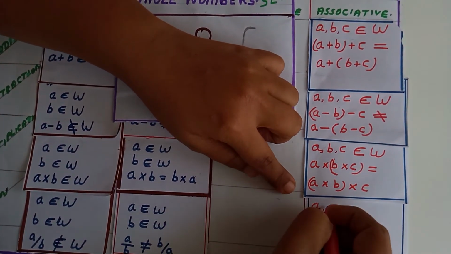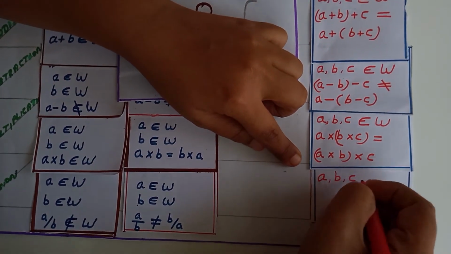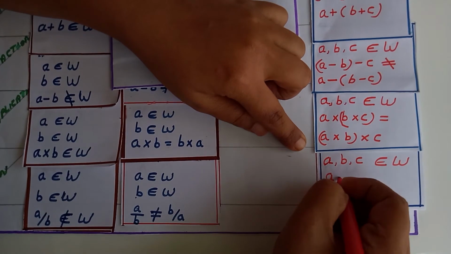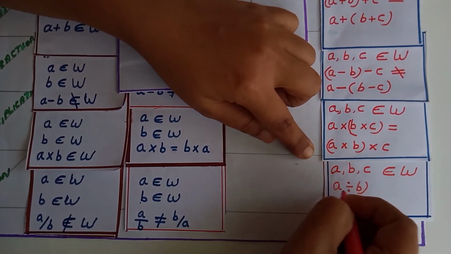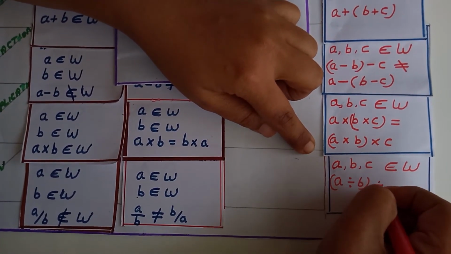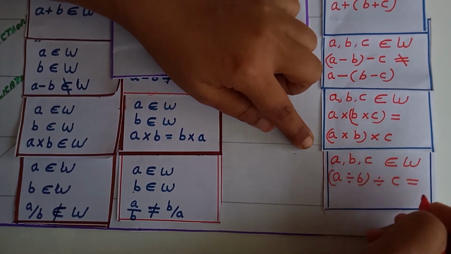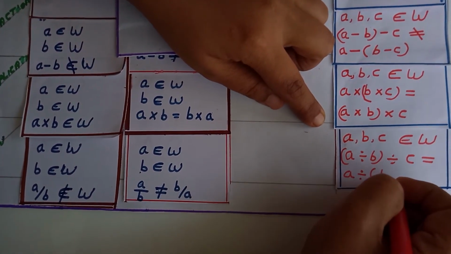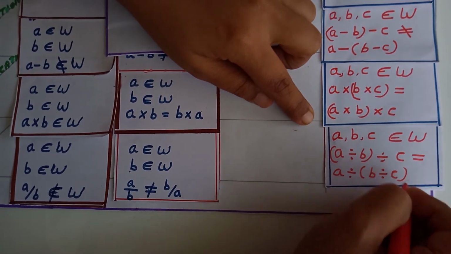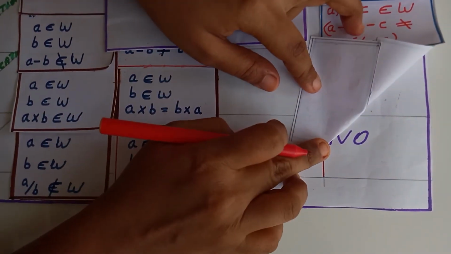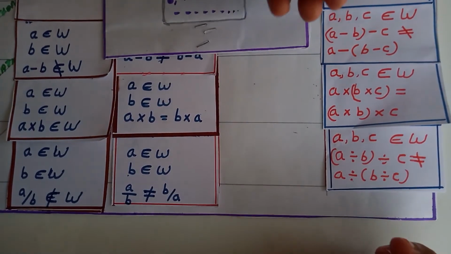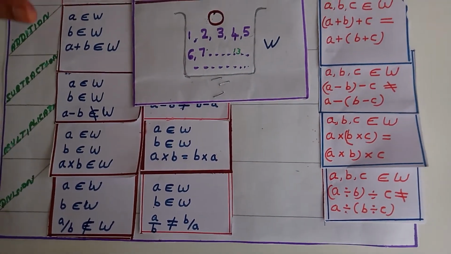Again for division, take three variables A, B, C from the whole number set. A divided by B divided by C equals A divided by B divided by C. See, we got the answer no, so it will not be equal always. For some cases it may be equal.